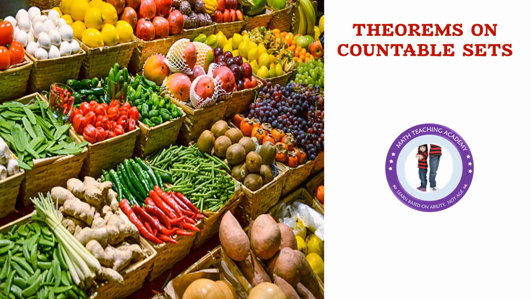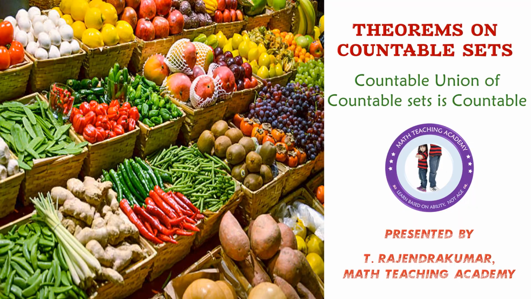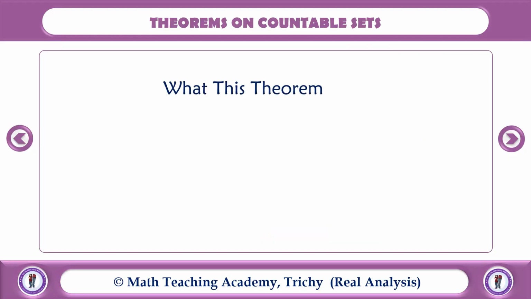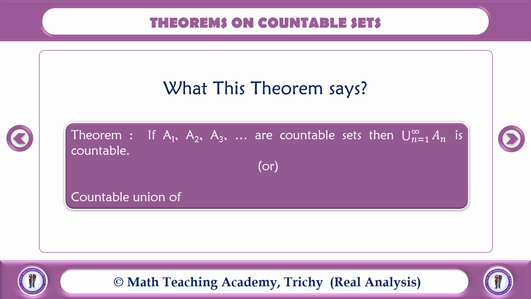Here in this video, today we are going to look at theorems on countable sets. Countable union of countable sets is countable. What this theorem says is: if A1, A2, A3, etc., An, etc. are all countable sets, then the union of An is countable. Or, the countable union of countable sets is countable. That is the statement.